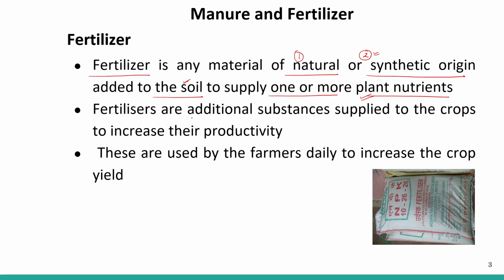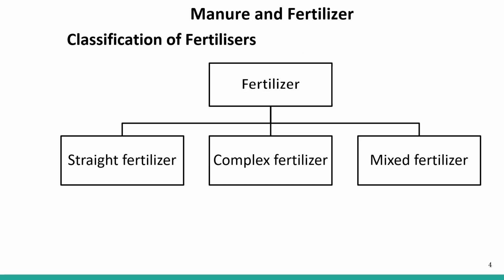So fertilizers are additional substances supplied to the crops to increase their productivity. We want to increase the productivity of the crop, right? Good yield of the crop. So that is why we are adding this fertilizer. So the soil should have all the required nutrients that are required for the growth of the crop plants. So they are used by the farmers daily to increase the crop yield, right? So this is about the fertilizer introduction.